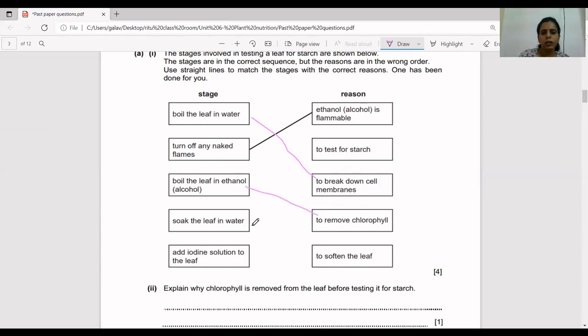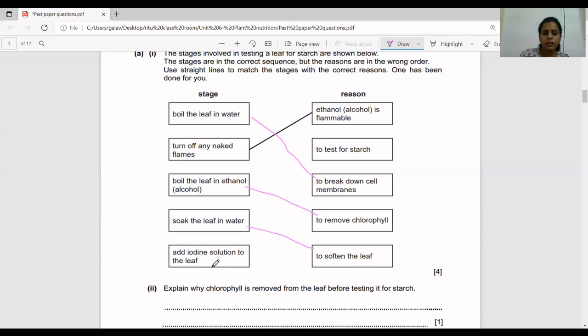Soak the leaf in water. Now what happens is, after we boil the leaf in alcohol or ethanol, the leaf becomes brittle. That means, for example, if the leaf is present in a folded shape like this, and if you try to open up the leaf after boiling it in alcohol, the leaf will break because the leaf gets brittle. So after boiling the leaf in ethanol, we soak the leaf in water for a few seconds. This soaking of the leaf in water is important because it softens the leaf. It makes the leaf soft.